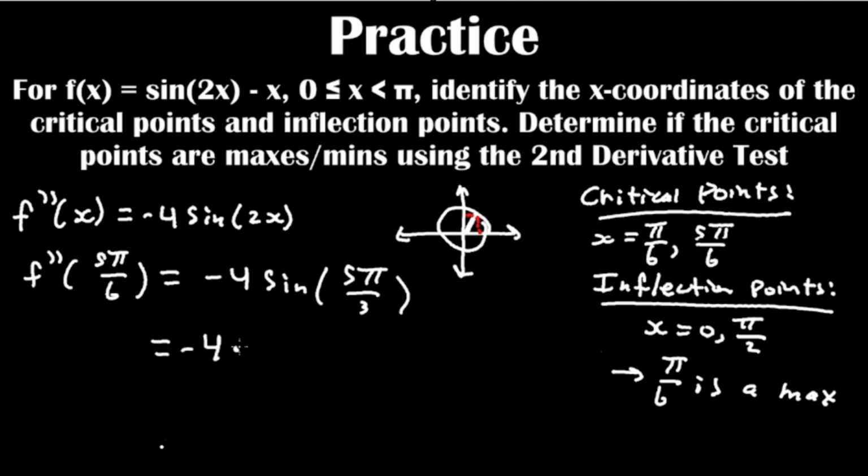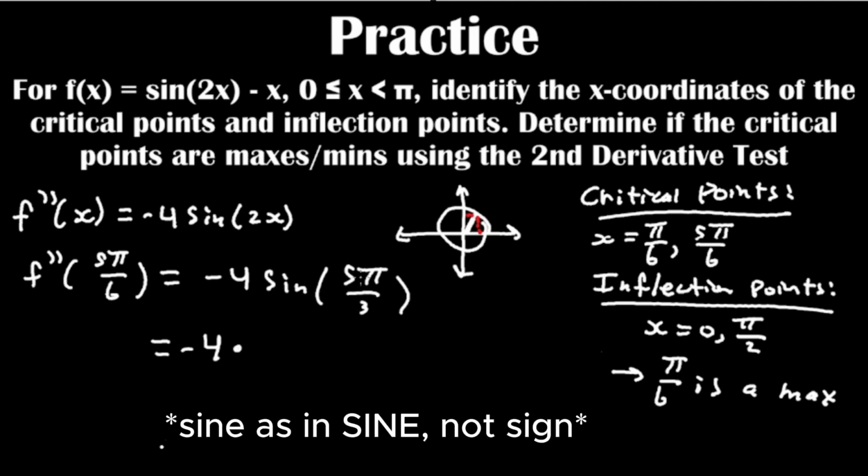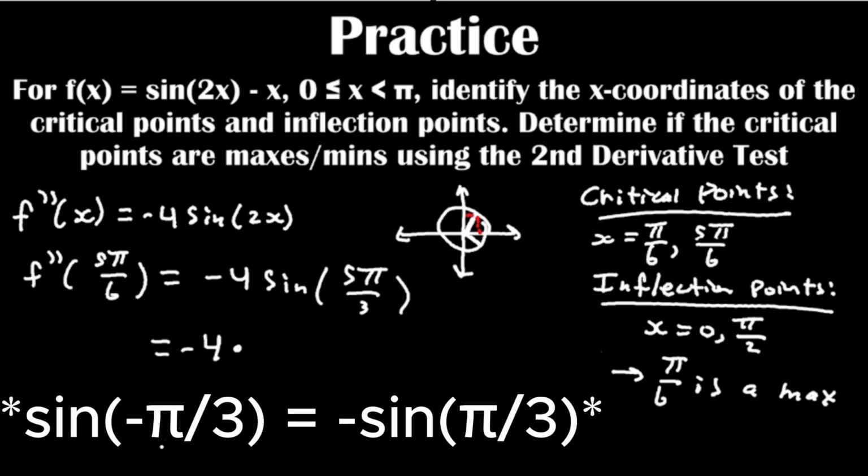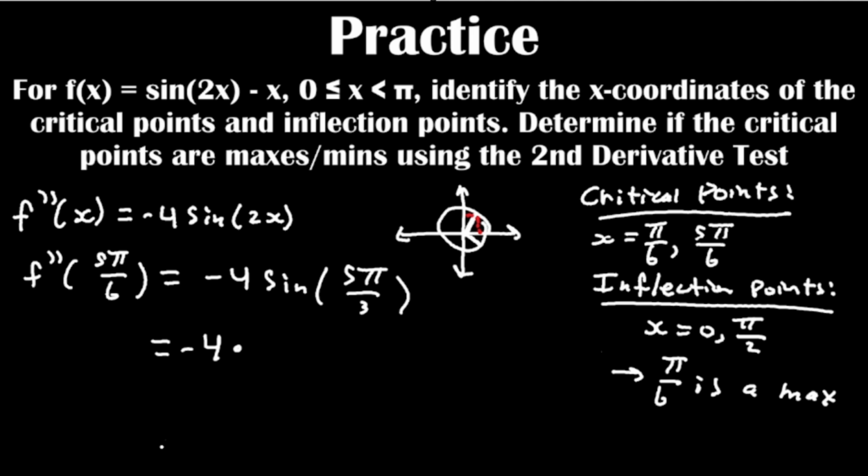So negative 4 times, what's sine of 5 pi over 3? Well, that's the same thing if we subtract 2 pi, because that's going to be a coterminal angle, meaning it will have the same sine. You get just negative pi over 3. So kind of the reverse of pi over 3. Well, it's going to have the same y-coordinates of pi over 3, but just reversed. So it's going to have a sine of negative square root 3 over 2.